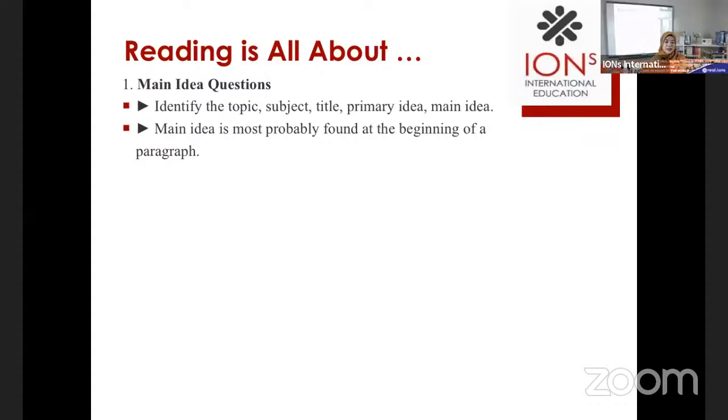The main idea usually can be found at the beginning of a paragraph. Jadi teman-teman ketika mendapat soal tentang main idea, langsung dicari, dibaca the first sentence of each paragraph. Okay, so you have to read the first sentence of each paragraph for this kind of questions.